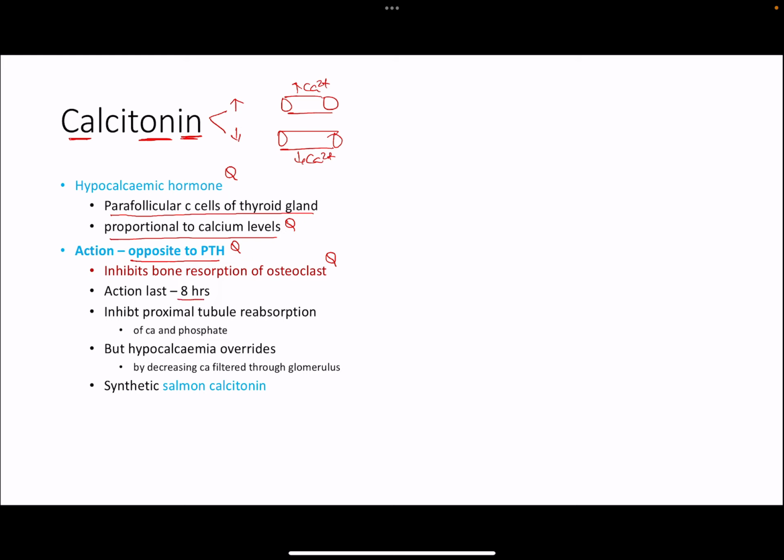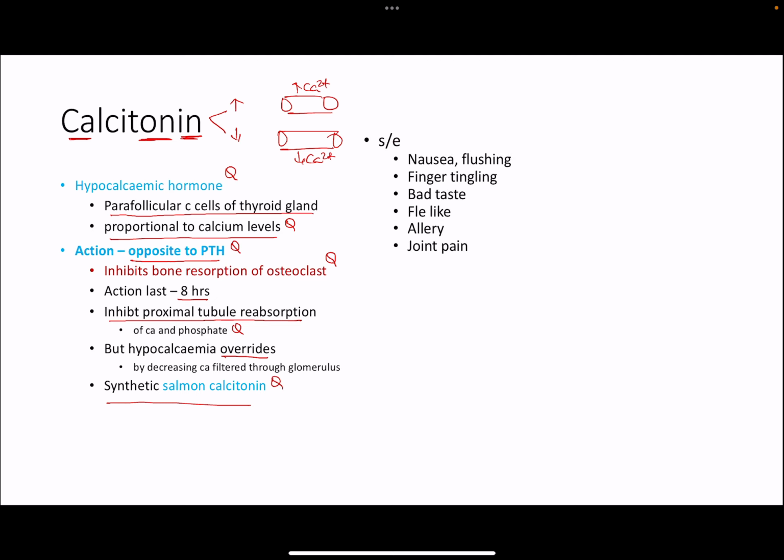The action lasts for 8 hours, and it also has additional actions, such as inhibiting the proximal tubular reabsorption of calcium as well as phosphate. And please remember, whenever there is hypocalcemia, conditions like hypocalcemia can override the calcitonin effect by decreasing the calcium filtered through the glomerulus. Thereby there won't be much calcium available to be inhibited for reabsorption. Calcitonin is available synthetically in the form of synthetic salmon calcitonin.